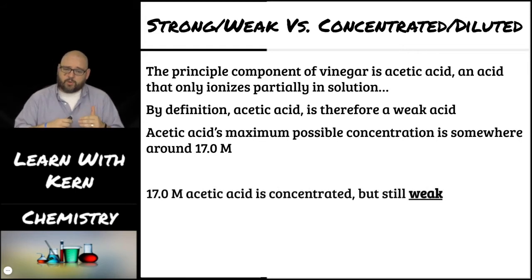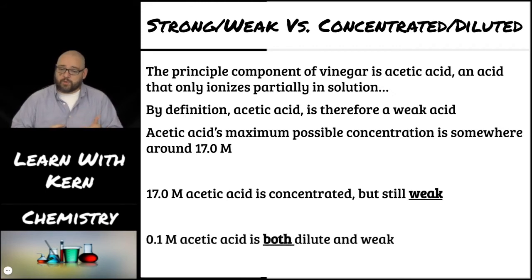So 17 molar acetic acid is a very concentrated acid, and it's very corrosive and can do a lot of damage, but it's still a weak acid. And it's a weak acid because it does not ionize completely. It's very concentrated at 17 molar, but it is still a weak acid because it is not ionizing completely.